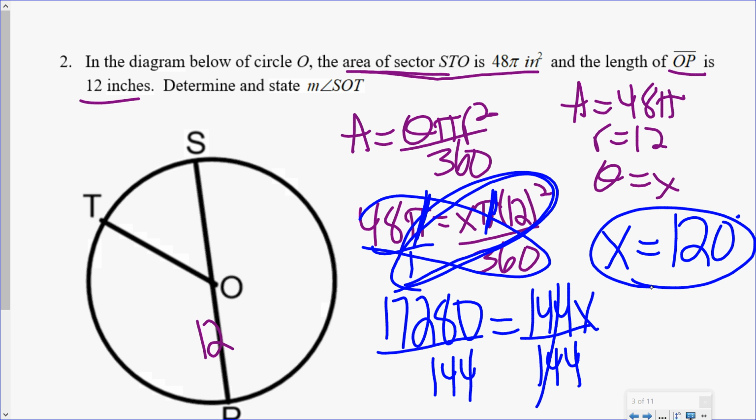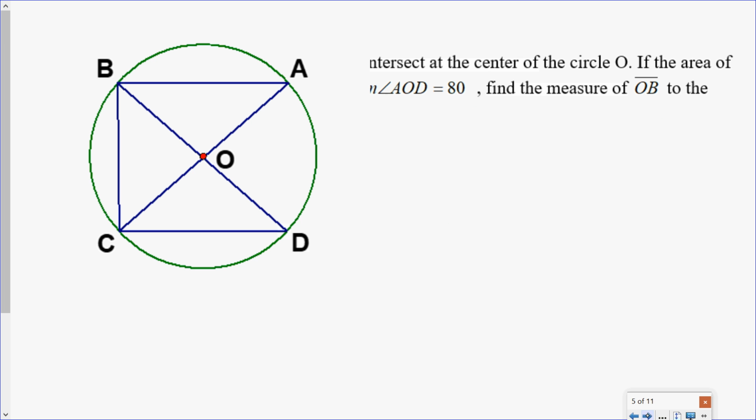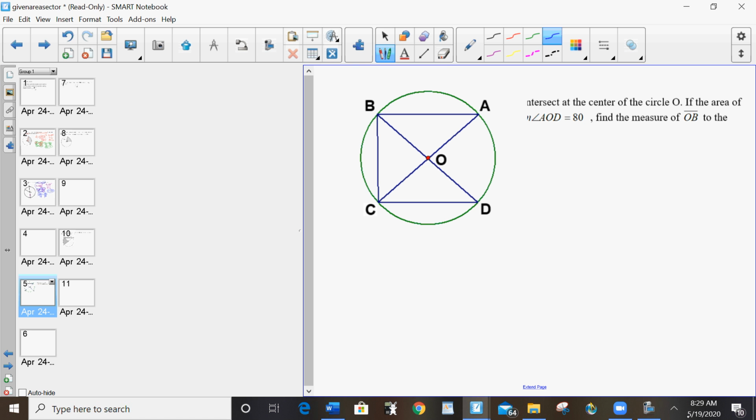But it will always be the case that area of a sector is A equals theta pi r squared over 360. If they give you the area, substitute that in for A. Substitute whatever else it gives you in, do the algebra, and you'll have your answer. So there's not much more I really feel I need to do with you. I guess we can try this one, and then after that, I'm going to let you practice on your own.